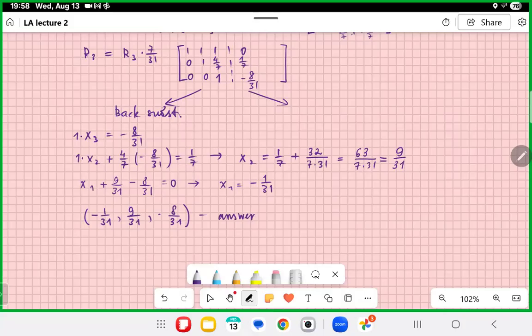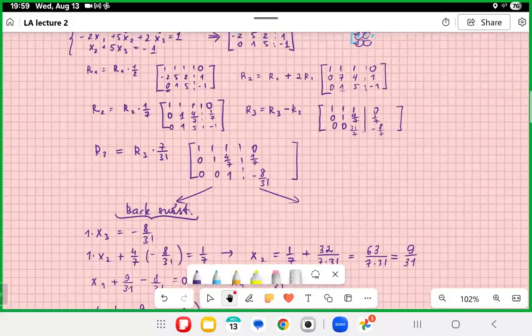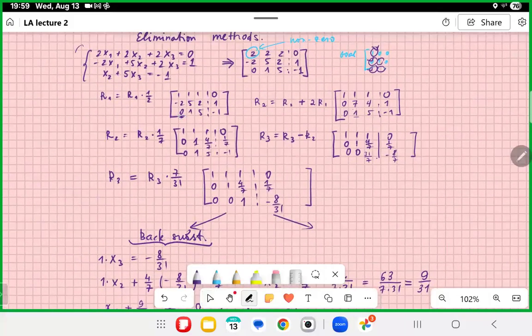It doesn't look very nice just because the coefficients of the original system are not perfect. But otherwise, it's not that bad, right? So this part is called back substitution. And this part is called Gaussian elimination.